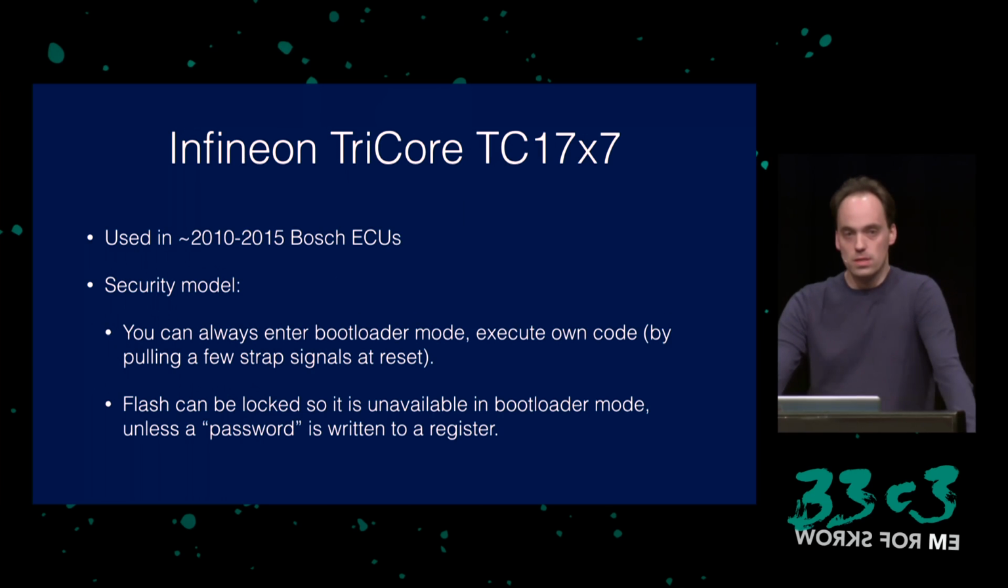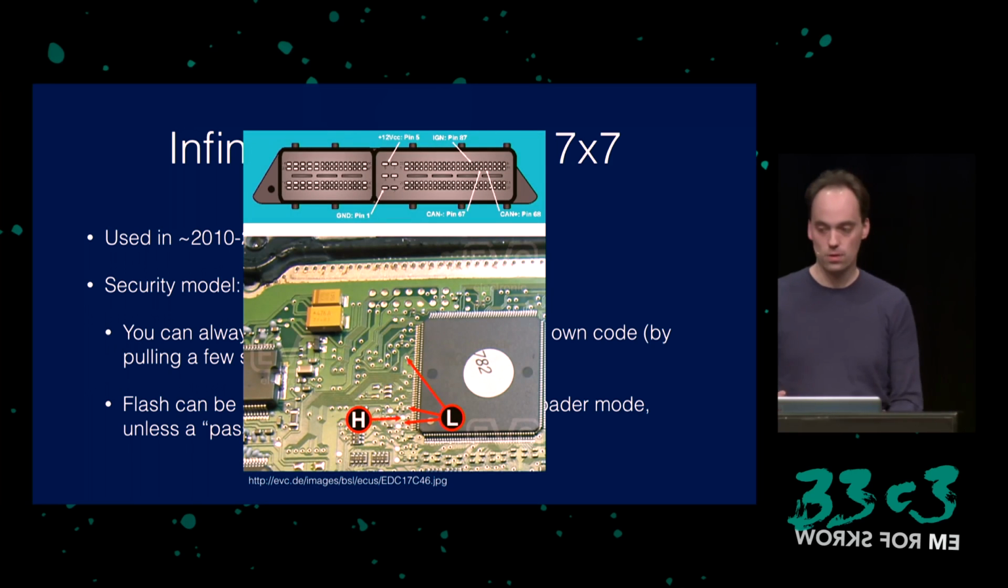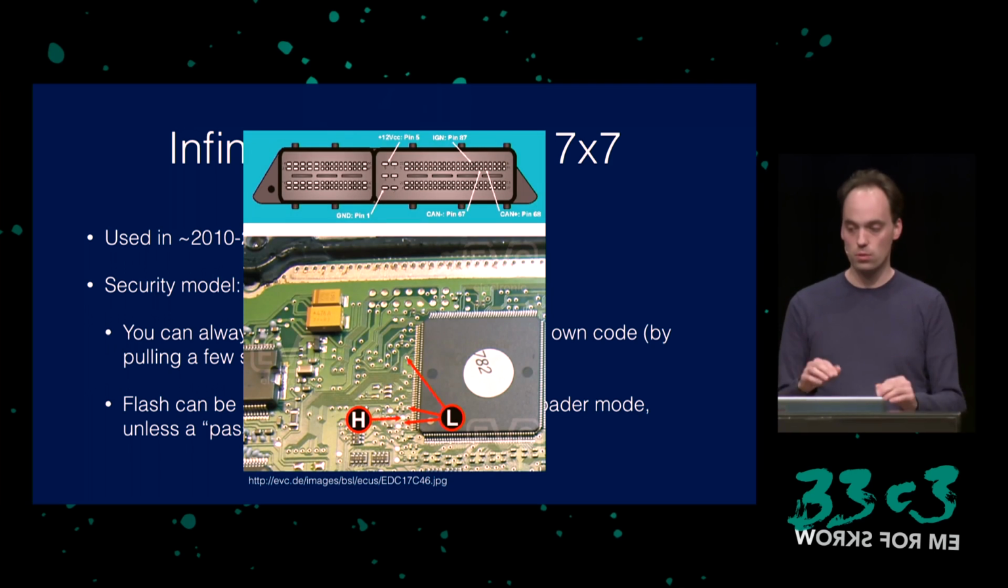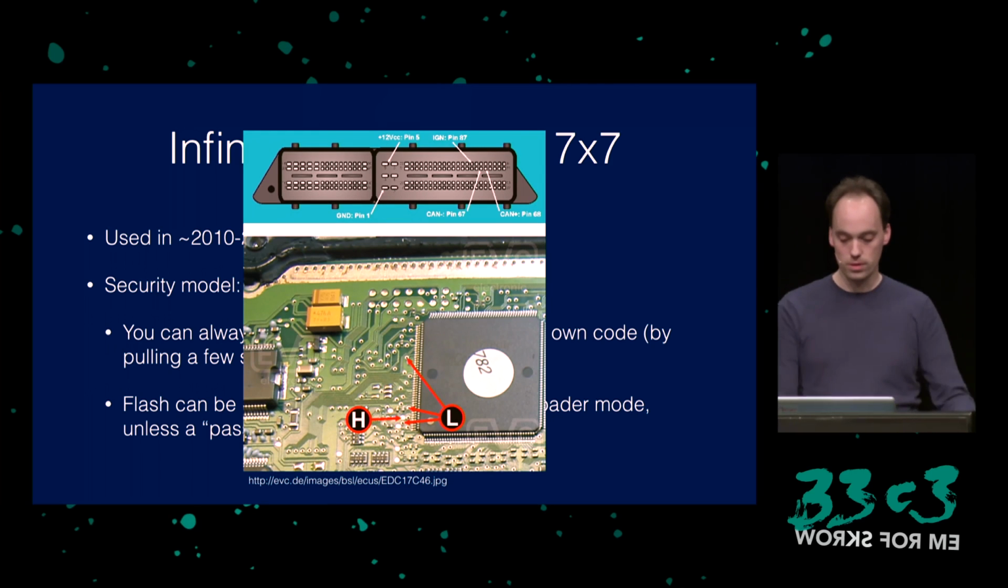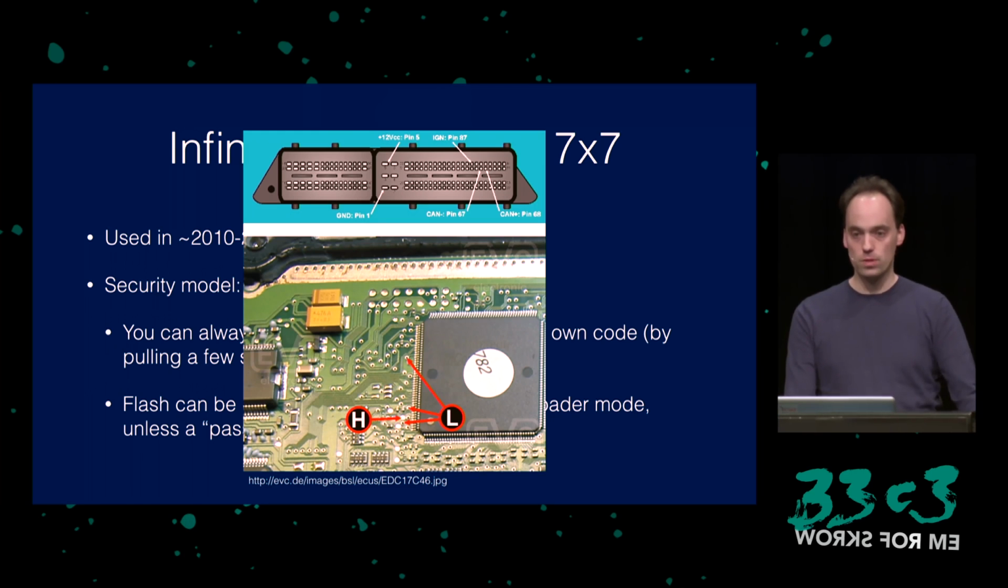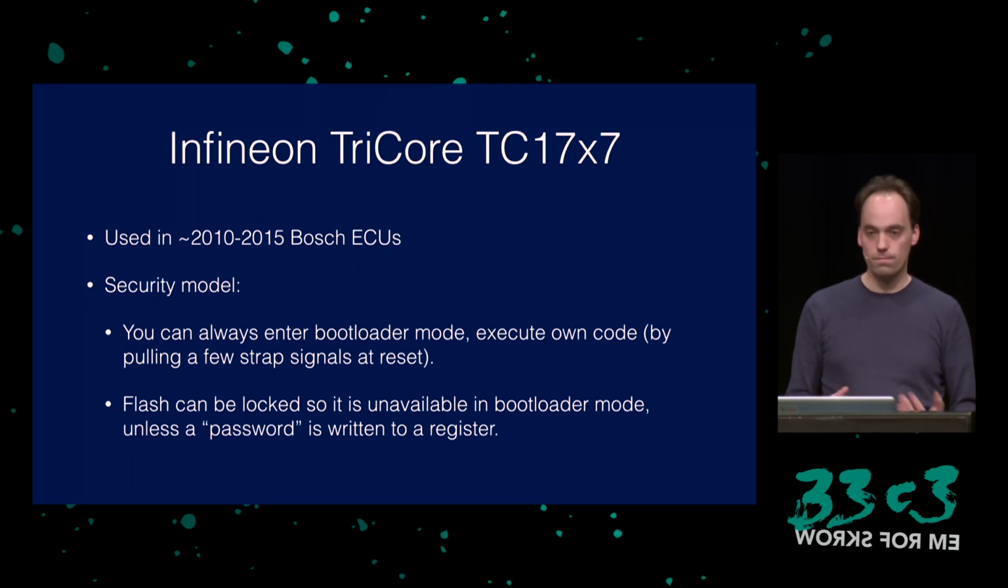The CPU used in these ECUs is an Infineon Tri-Core CPU, at least this particular one was used in the ECU I cared about. The security model for this chip is that you can always enter a specific bootloader mode and execute your own code. So you can strap a few lines. The chip tuners tell you that, right? They tell you with high and low which pins you have to connect to ground and 3.3 volt. Then it enters this bootloader mode and you can upload some piece of code. However, you can't read the flash because the flash is locked. When you start in bootloader mode, the flash is not readable until you write a specific password to a register.